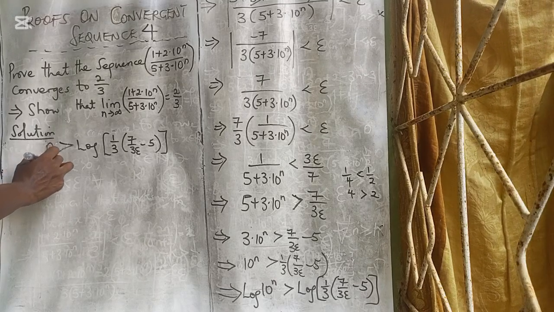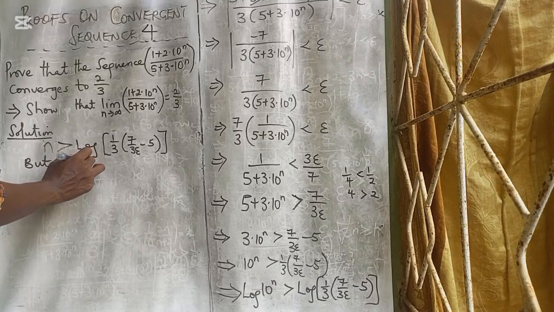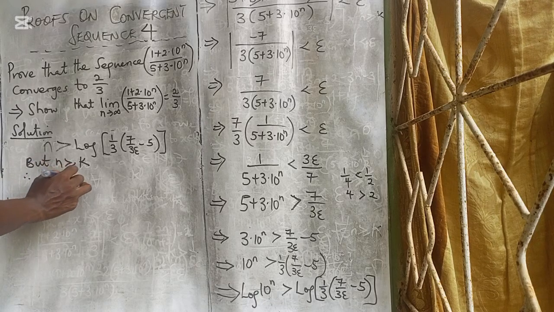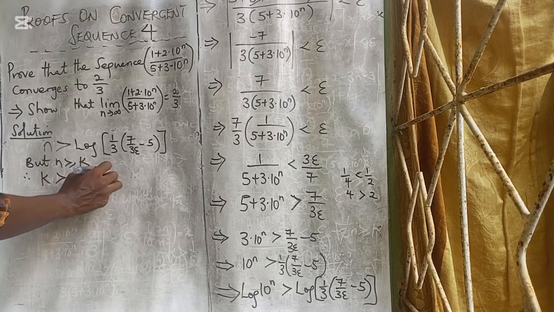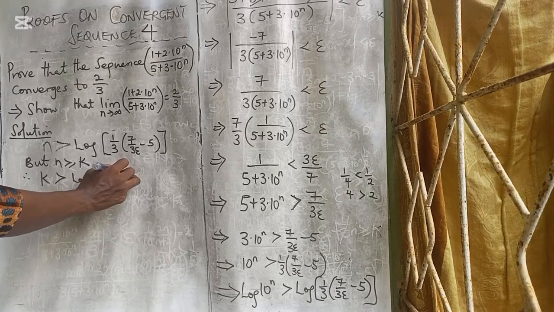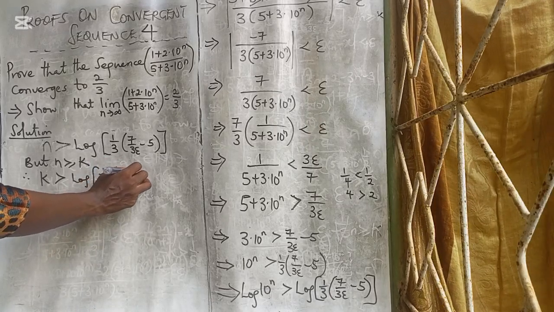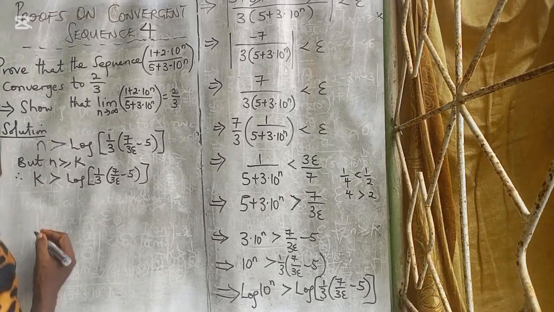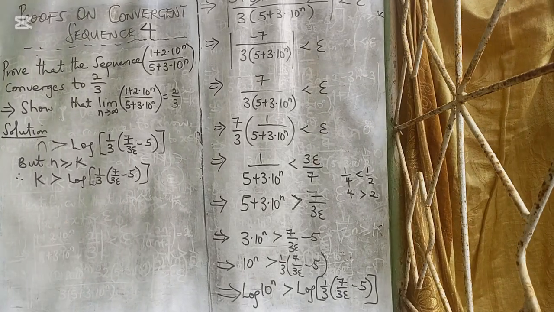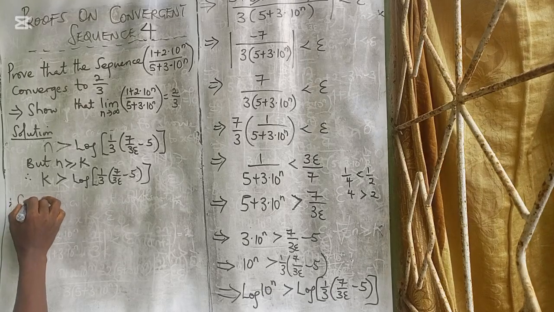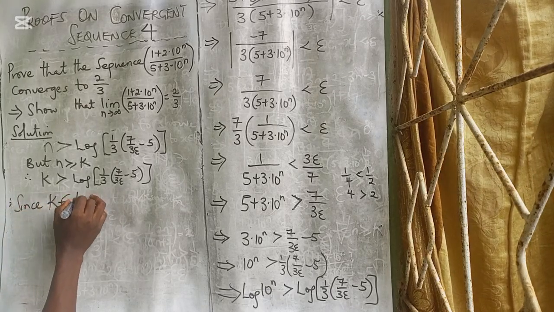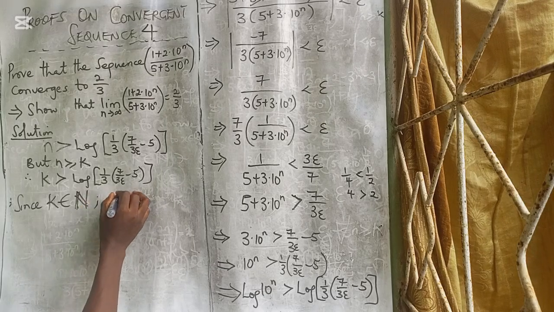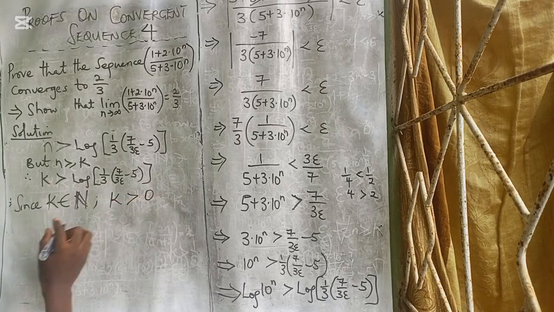But n is greater than or equal to k. Therefore, our k also will be greater than the log of what? 1 over 3 into 7 over 3 epsilon minus 5. But since k belongs to the set of natural numbers, it means that k is greater than 0.